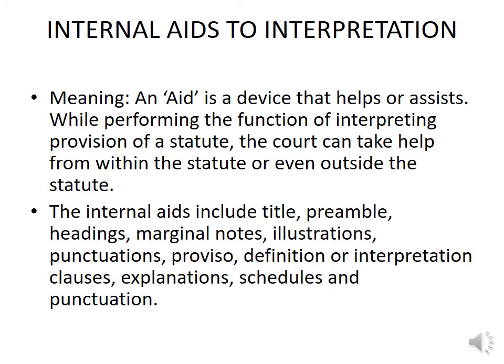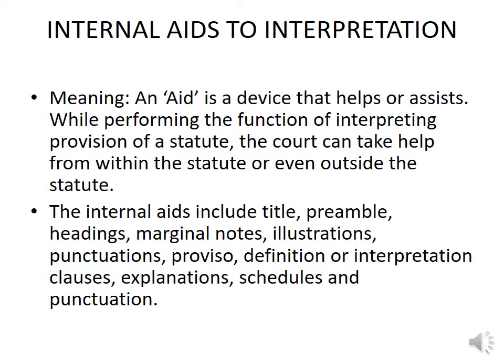So let us start. Internal aids to interpretation. First, we know the meaning of interpretation. We need to derive the meaning of two words, internal and aid. Aid means help. Now, internal help means any help which is coming from within the statute. When you interpret a statute, we need to use certain kinds of help. We need to take certain kinds of help while deriving a meaning of a word or a provision of a statute or a phrase of a statute which is ambiguous.